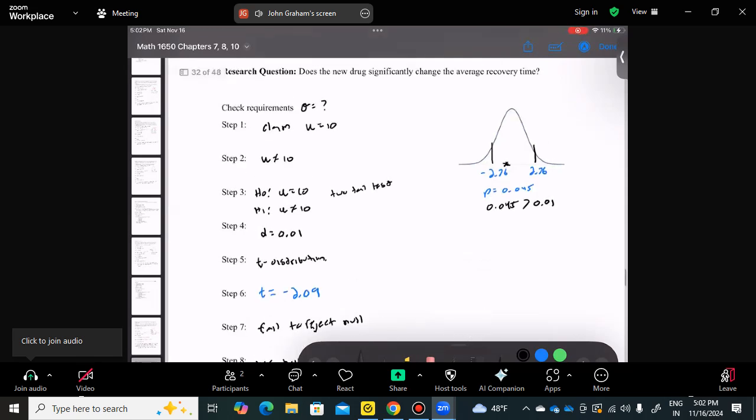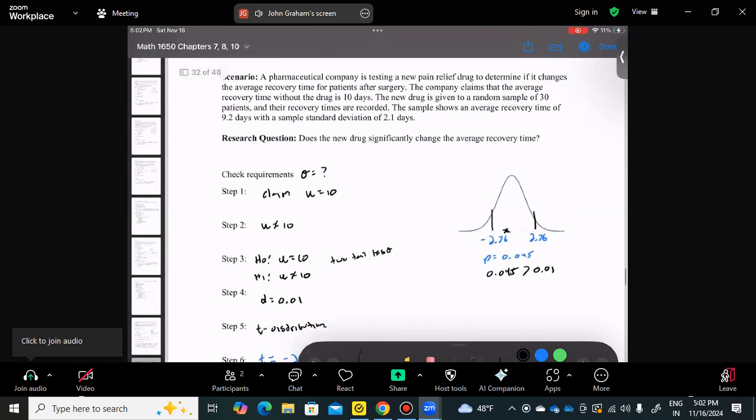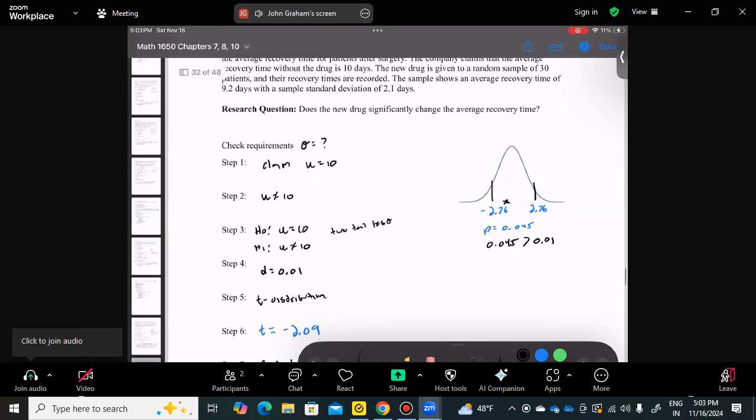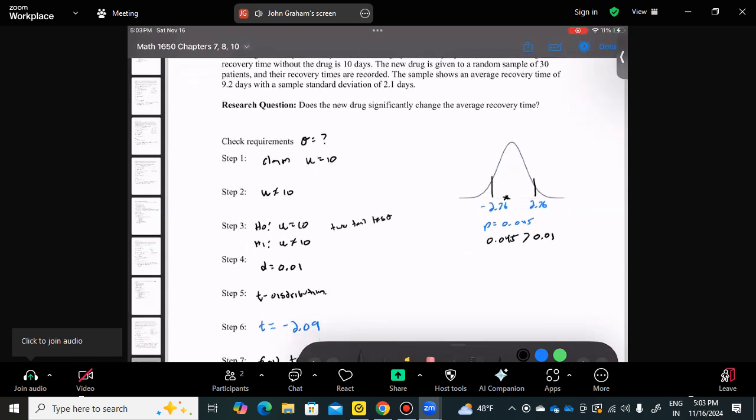All right. If we were to change the significance level to 0.05, we would actually be able to reject this, because our p-value then will be lower. So depending on the significance level would determine the results for this.